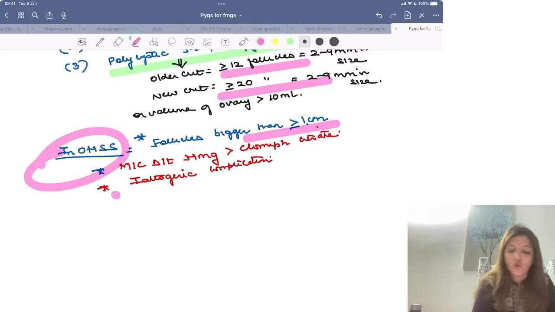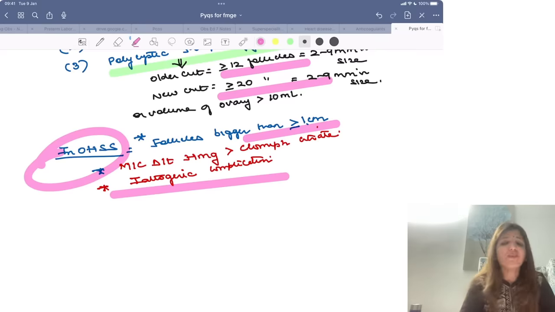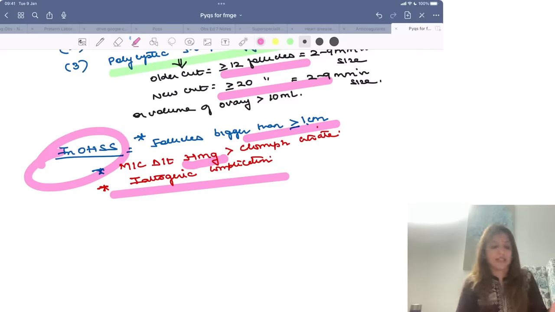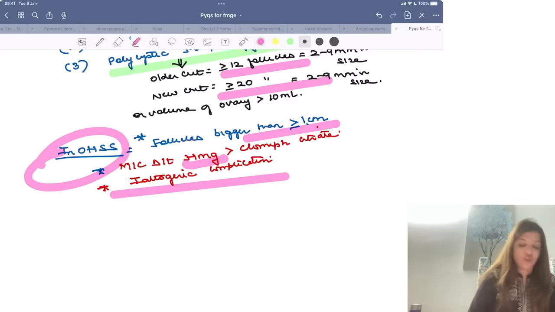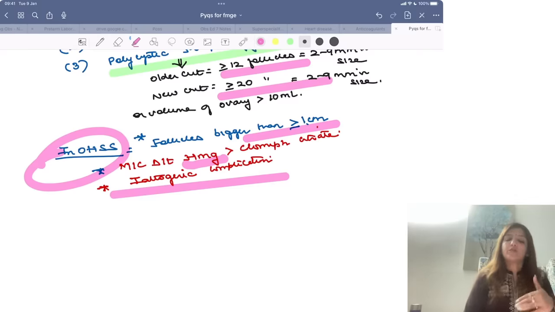OHSS is an iatrogenic complication. Right? It is always caused by a drug, it does not occur normally. And which is the most common drug which leads to OHSS? HMG. Human menopausal gonadotropin followed by clomiphene citrate. Most common drug which leads to OHSS is HMG. Right? So, in this you get very big follicles because you have overstimulated the ovary.